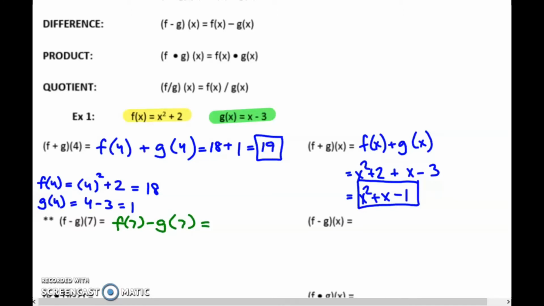Now the rest can kind of be considered mental math, right? So for f(7), you're going to go up to your f function and take 7 squared plus 2. So 7 squared is 49 plus 2, 51. And show me you calculated that to be 51. Minus g(7). So g(7) is going to be 7 minus 3, that's going to be a 4. 51 minus 4, what's that, 47?